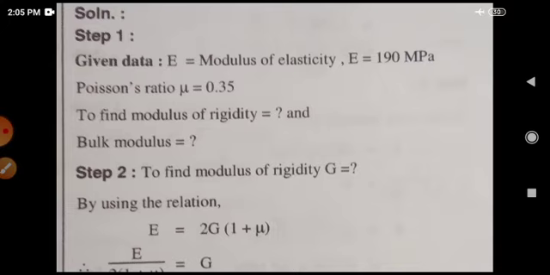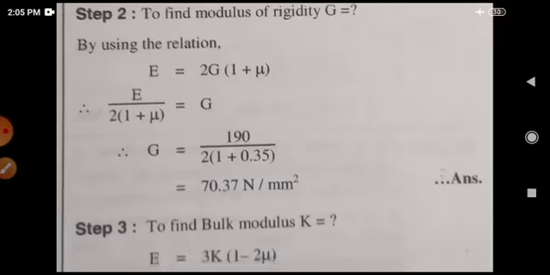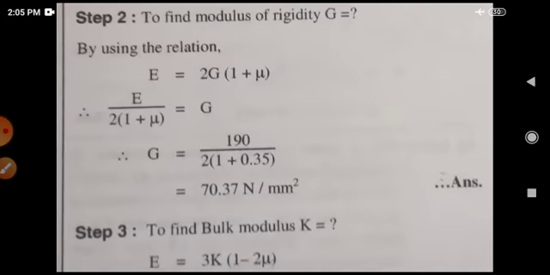So what is the relation between mu, E and G? E is equal to 2G into 1 plus mu. So writing this equation for G, we will get G is equal to capital E, that is modulus of elasticity, upon 2 into 1 plus Poisson's ratio, that is mu. So put all these values, you will get the modulus of rigidity equal to 70.37 Newton per millimeter square.